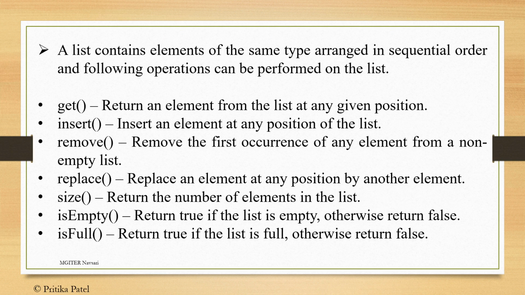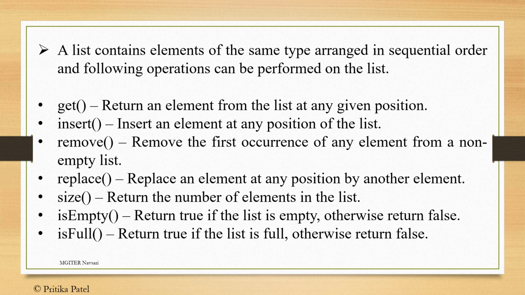Now operations performed on list ADT. First one is get. It returns an element from the list at any given position. Next is insert. To insert an element at any position of the list, we can use the insert function. The next operation is remove. It removes the first occurrence of any element from a non-empty list.